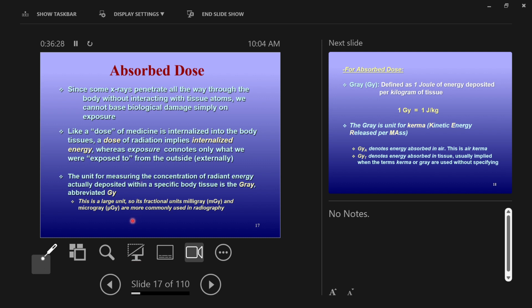So we have a large unit and fractional units: milligray, little m, big G, little y, and microgray. This little symbol means micro, or millionth.